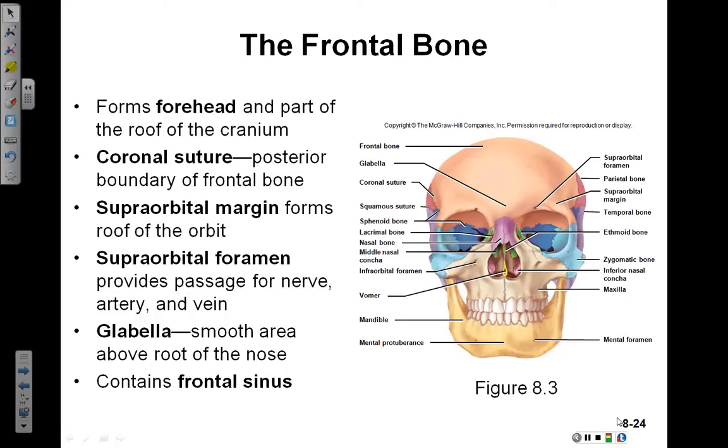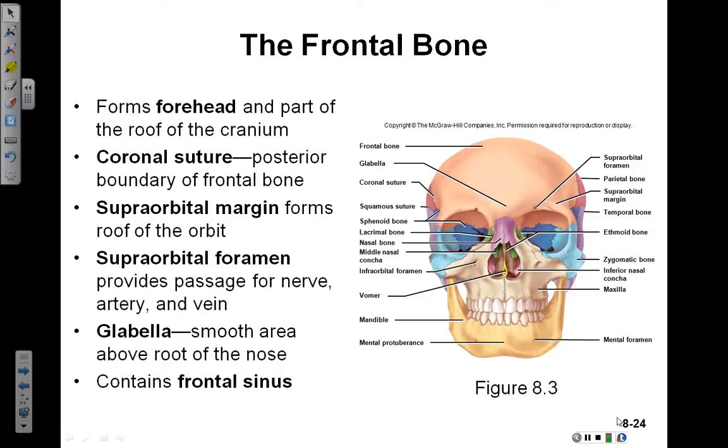Okay. You have a supraorbital margin. You can actually palpate it right above your eye socket. This part right here is called your supraorbital margin. A supraorbital foramen. A foramen. What is a foramen or a foramina?